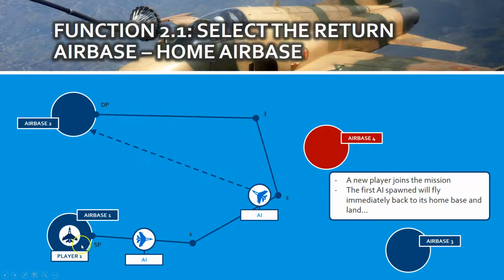So when a player joins the mission, then by default, when you have selected the AI to fly back to the home base, which is the target base in the route, then this will happen. Yeah, so automatically when player 1 joins, the AI will fly home and will land.